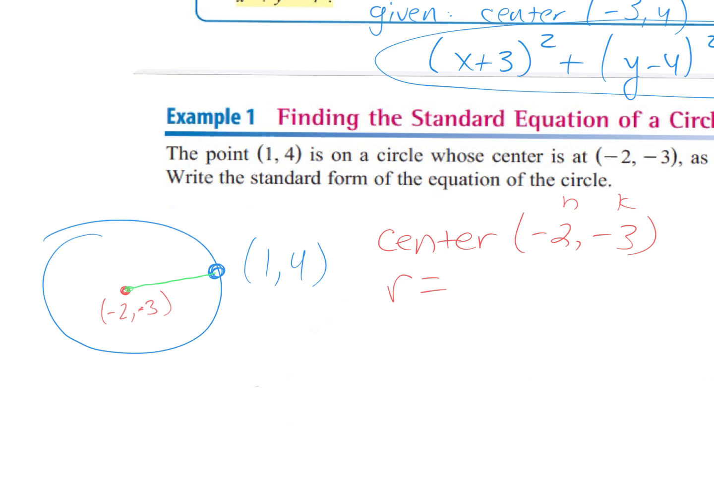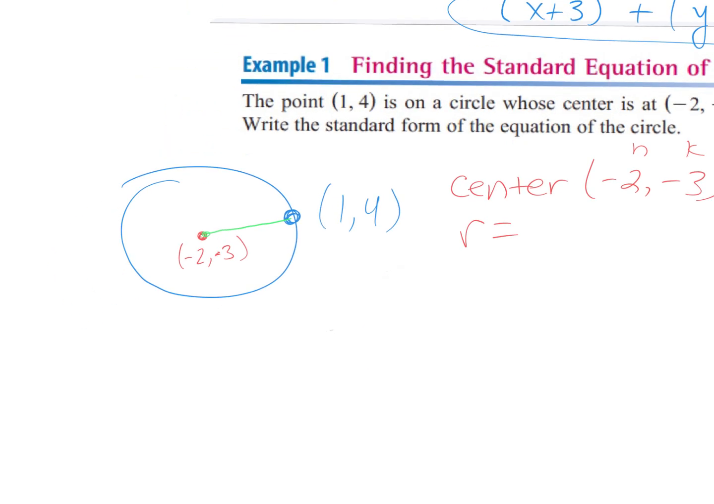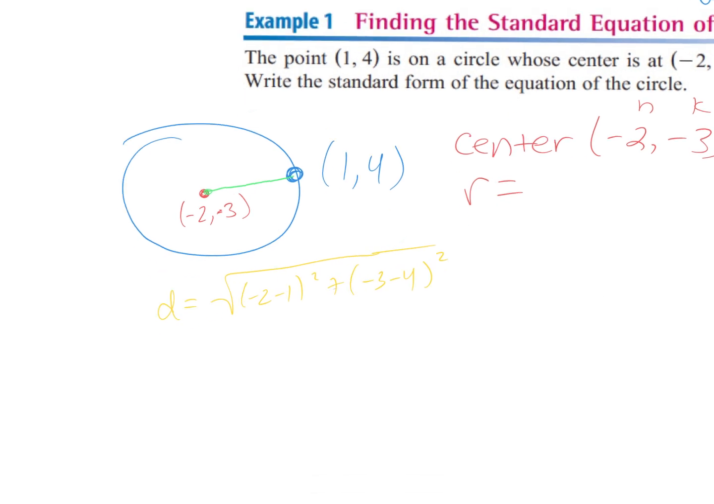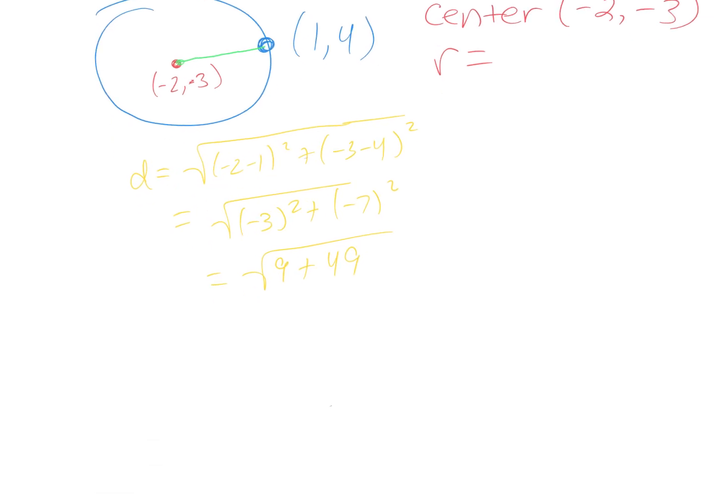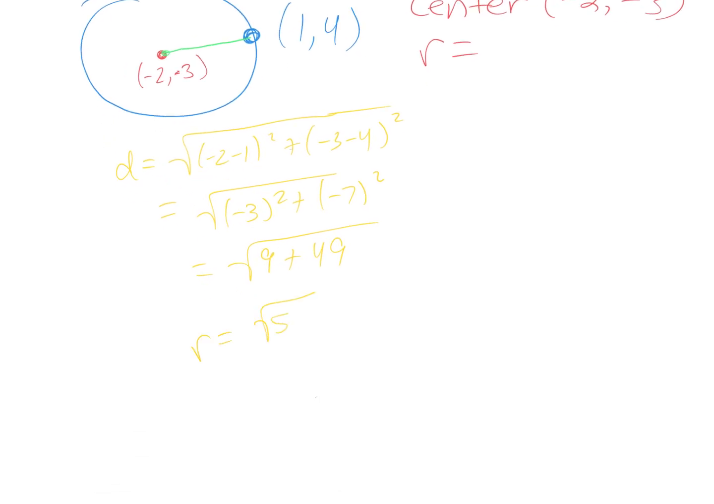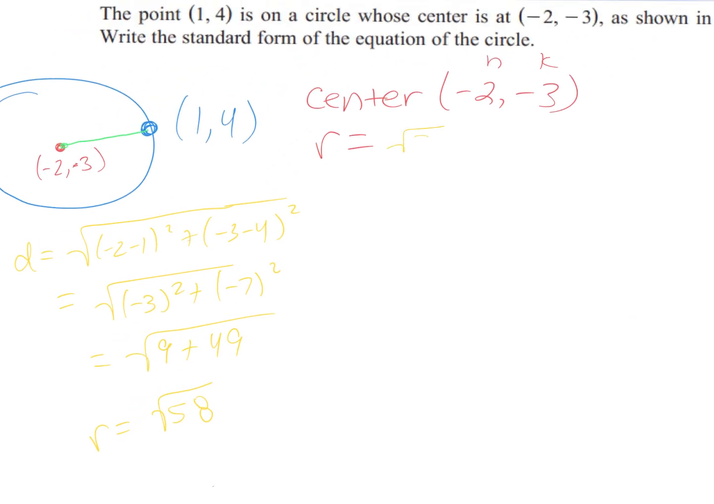How would I figure out how far it is from the center to that point on the circle? The distance formula. Your x's and your y's, right? So the distance would be, my x's subtracted, so I have (-2 minus 1) squared plus (-3 minus 4) squared. Questions? What's -2 minus 1? -3 squared plus, what's -3 minus 4? -7 squared, all right. What's -3 squared? 9 plus 49, right? So your radius is the square root of 58. Everybody agree? Okay.